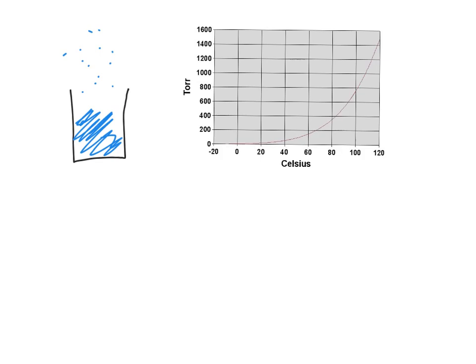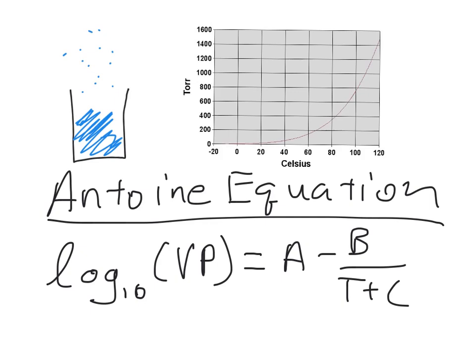And one such equation is the Antoine equation, which I've shown you right here. The Antoine equation is simply the log of the vapor pressure is equal to A minus B over T plus C, where T is the temperature, and A, B, and C are constants or parameters. And so if you look in the back of your textbooks, for instance, it'll have tables of parameters for various chemicals for A, B, and C.